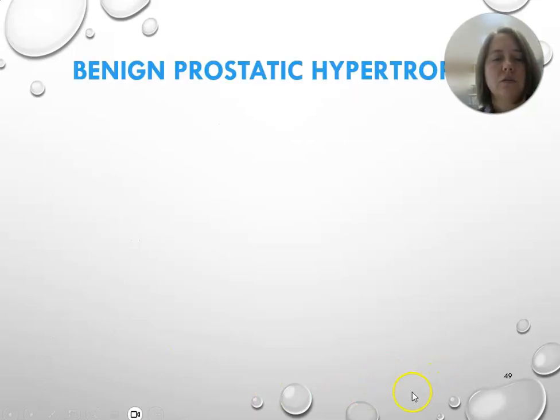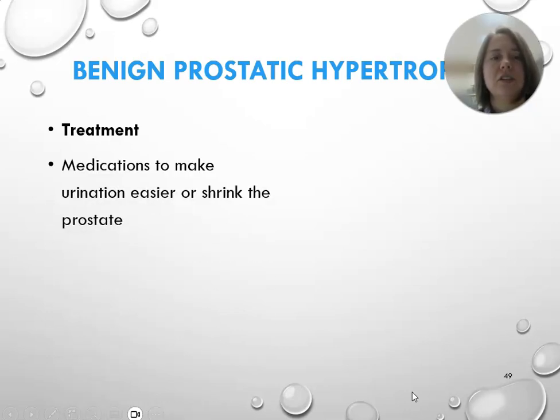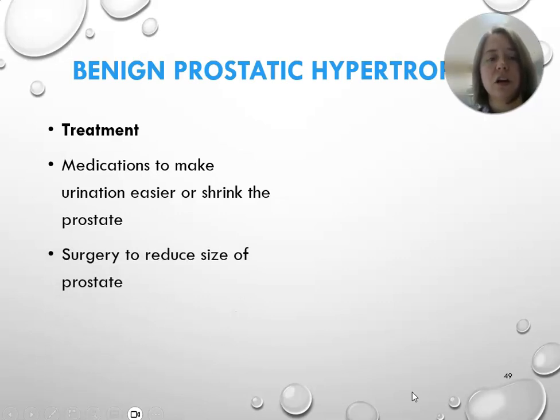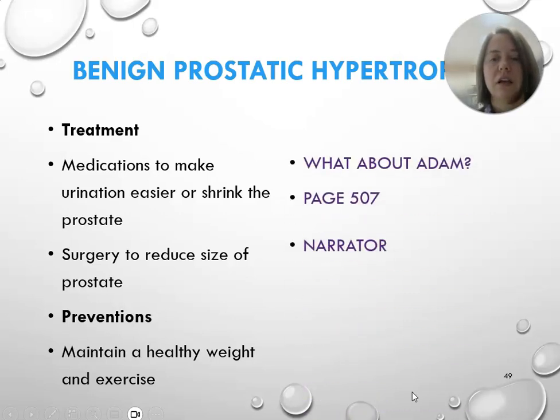Well, what can we do about this? Treatments. So there are medications available to make urination easier and to shrink the prostate. You could have surgery, and that would reduce the size of the prostate. You could kind of cut part of it off. But that all sounds unpleasant. How could we prevent it? The main thing is to maintain a healthy weight and to exercise. So we will check in with Adam again.